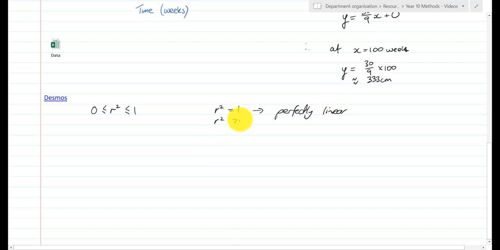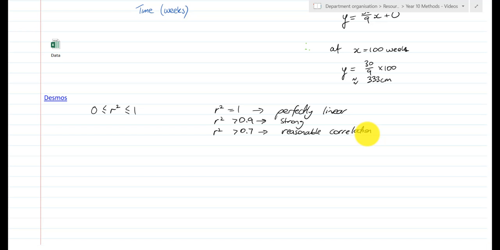If R squared is greater than 0.9, then it's very strong correlation. R squared greater than about 0.7, then it's reasonable correlation. And anything below 0.7, I don't think is very strong correlation. But again, you could go and read some textbooks, look up online. People will claim that 0.4 is good correlation. That's up to you, and it really depends on the context.